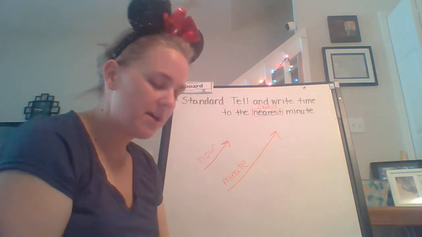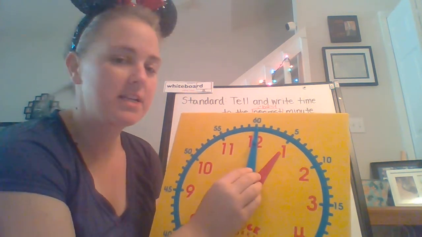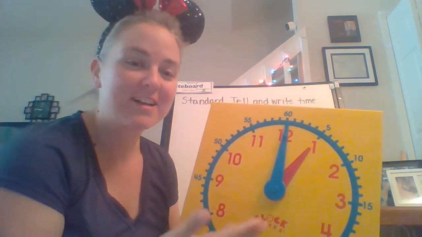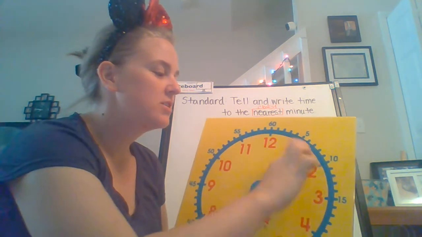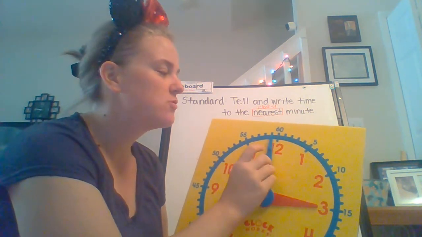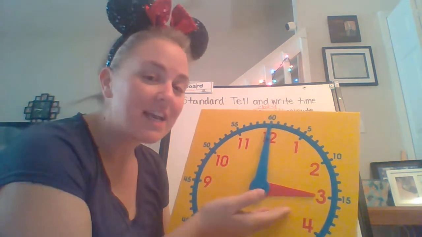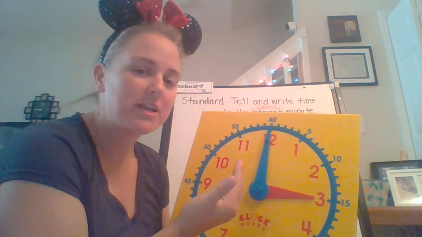So when I'm looking at my clock, my little hand or my hour hand is pointing at the 1 and my minute hand is pointing at the 12. So I know that this says 1 o'clock. If I were to change it, let's move on towards the end of what our school day usually is. What time is this? Yes, it's 3 o'clock because the little hand or the hour hand is pointing at the 3 and the big hand is pointing at the 12.